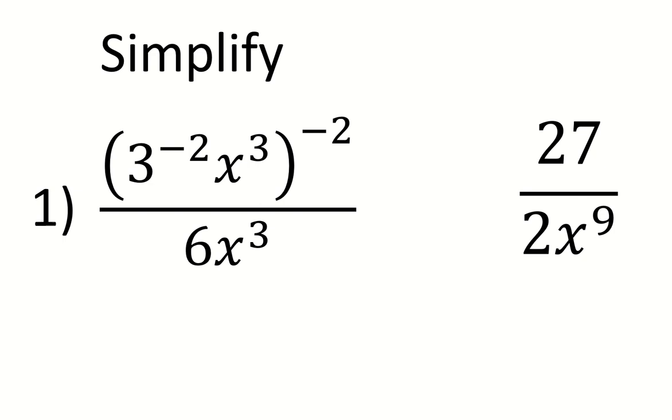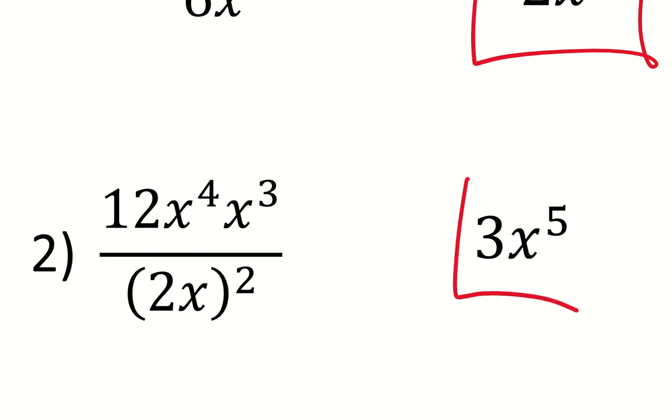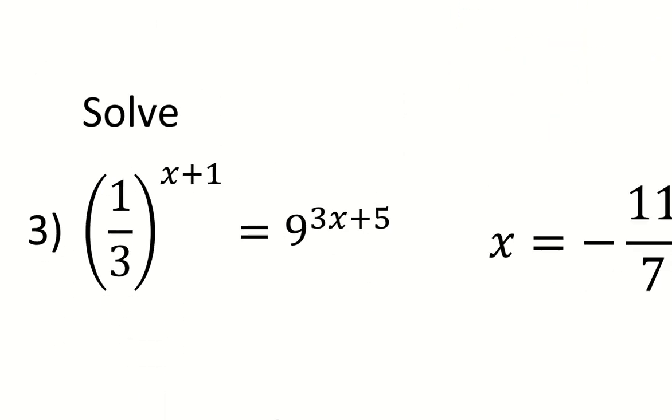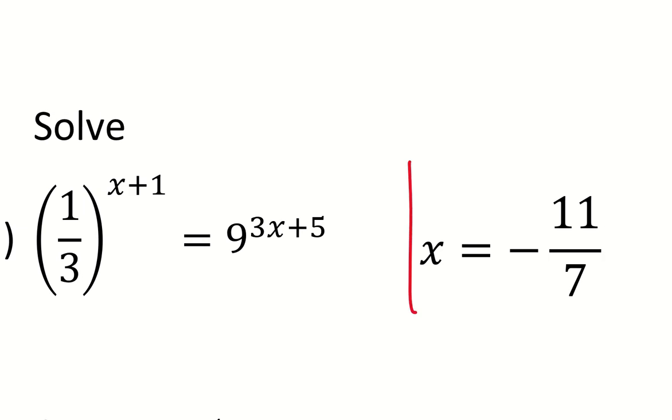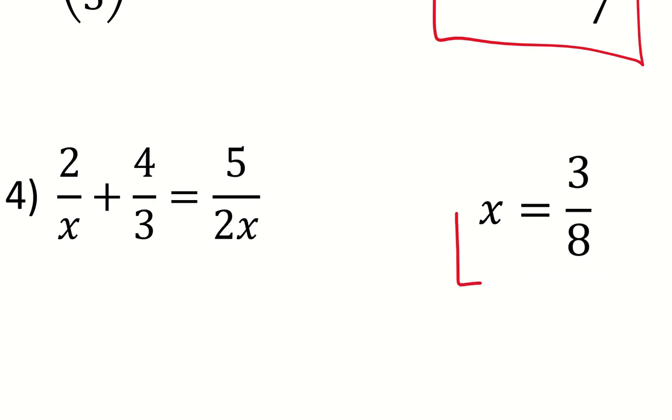So the first question asks you to simplify this. This is the simplified version of that. Number 2, the simplified version is this. Number 3, when you solve this equation, you should have gotten that x was negative 11 sevenths. That's number 3. Number 4, x was 3/8.